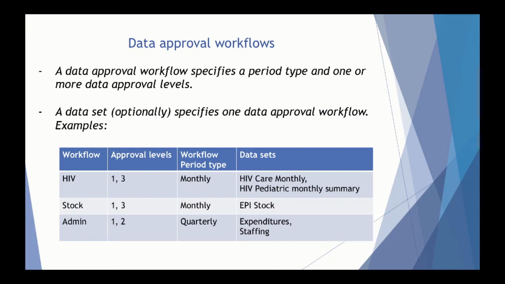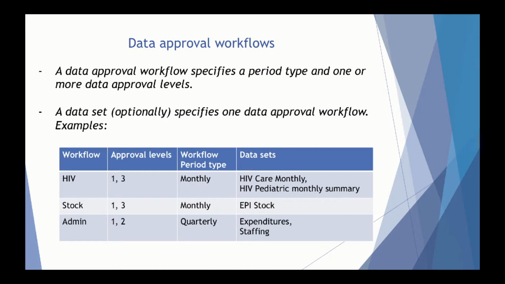For anyone who might know something about approvals, can you tell me why we have two different workflows that both have approval levels 1 and 3, and they both have workflow period type of monthly? Why didn't we just throw all three of those data sets into the same workflow? Why would that be? Any guesses?